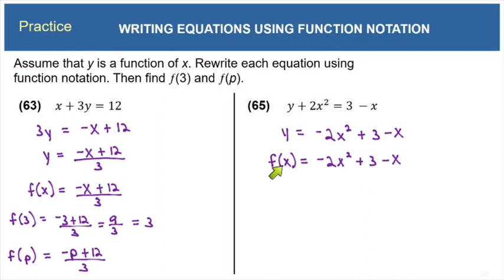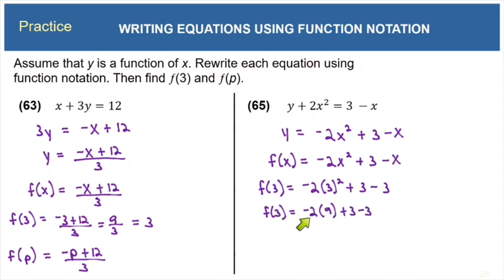So if I plug a 3 in here, f of 3 is going to be negative 2 times 3 squared plus 3 minus 3. Now remember, you have to do your exponents before you do your multiplying. So 3 squared is 9. That's going to make here negative 2 times 9 plus 3 minus 3. Negative 2 times 9 is negative 18. And negative 18 plus 3 minus 3 just adds up to negative 18.